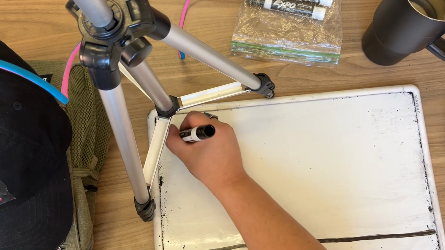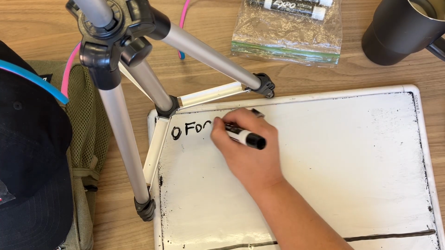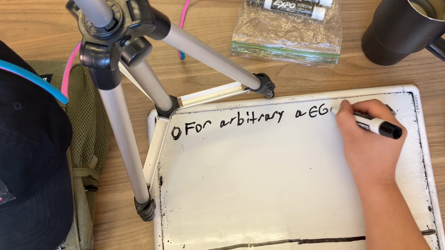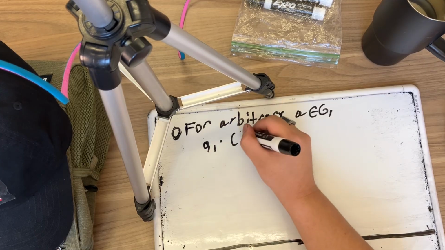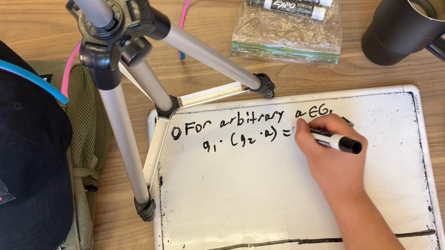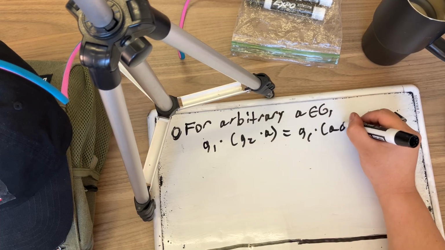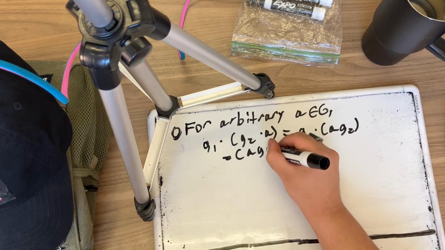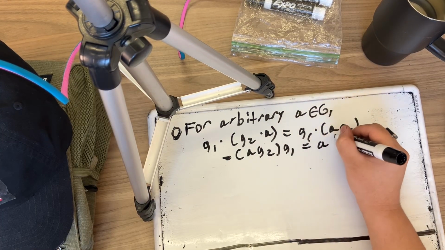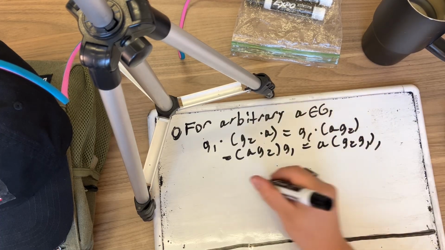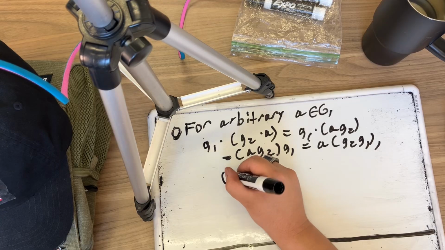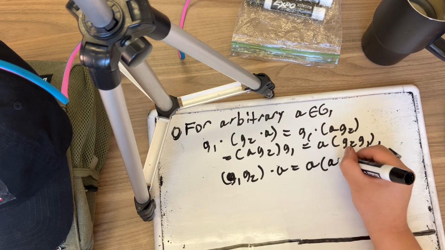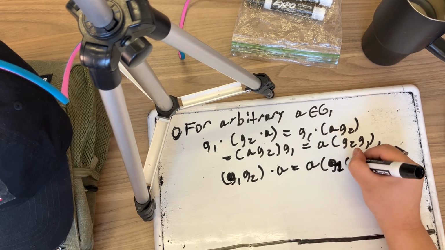So for arbitrary A within G, we have that G sub 1 dot (G sub 2 dot A) is equal to G sub 1 dot (A G sub 2), which is equal to (A G sub 2) G sub 1, which is equal to A (G sub 2 G sub 1), while (G sub 1 G sub 2) dot A is equal to A (G sub 1 G sub 2).